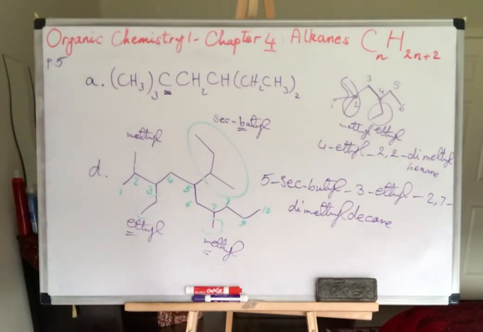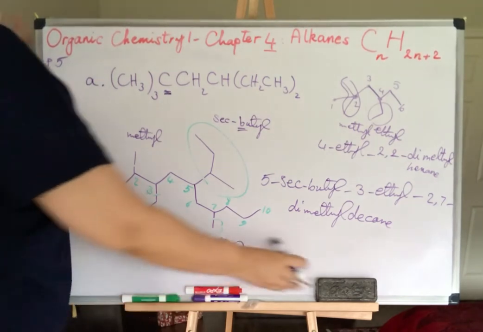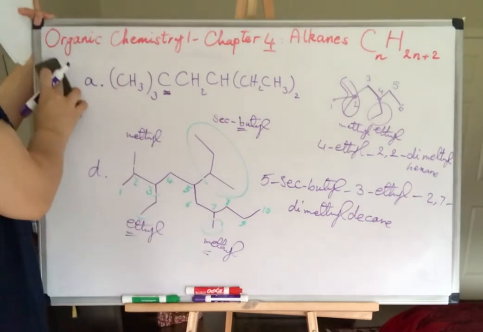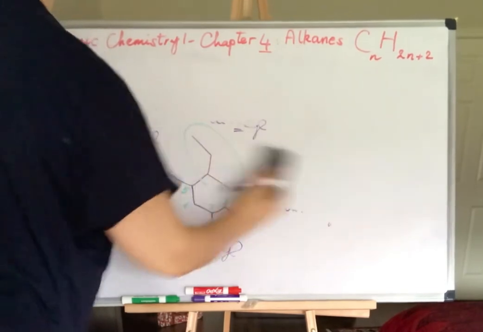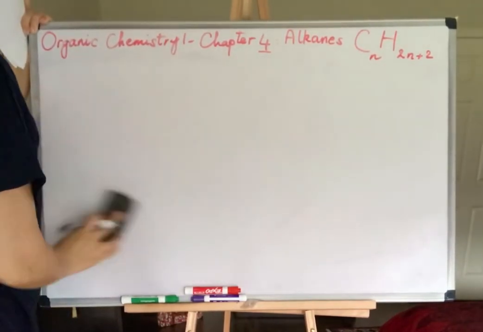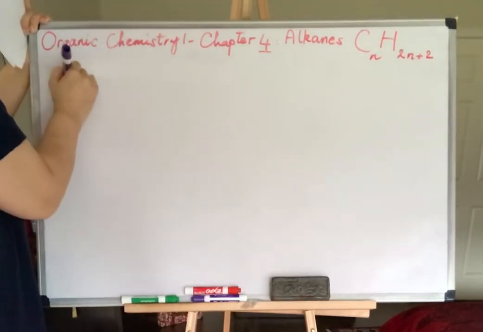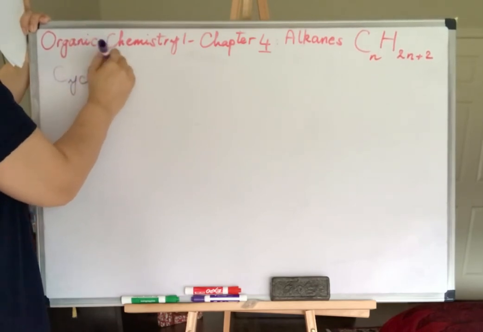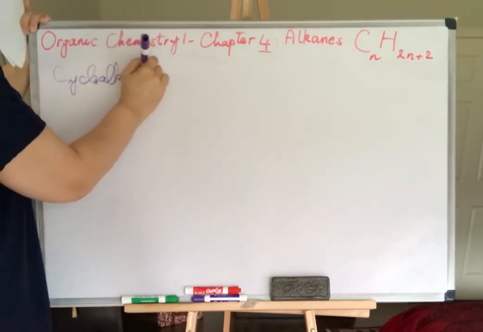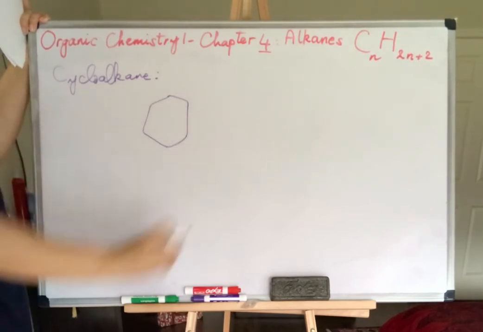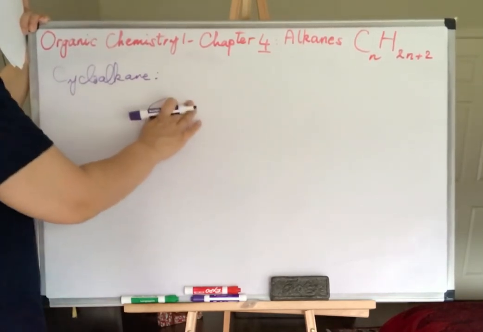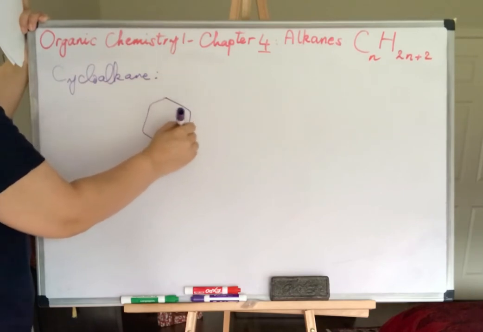Okay, by now you should have learned how to name the straight chain alkanes. But how about the cycloalkanes? And what if you have cyclic alkanes? What to do? Naming cycloalkanes without any branch is extremely easy.